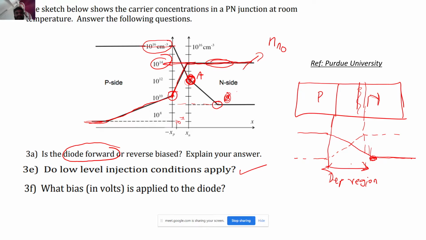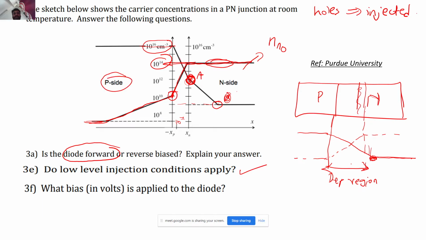See, the injection is happening from the P side. What are being injected? Holes are being injected, correct? Of course, they will be injected from where their concentration is very high. Where is the concentration of the holes very high? On the P side. P-type. P side, correct? Very good.